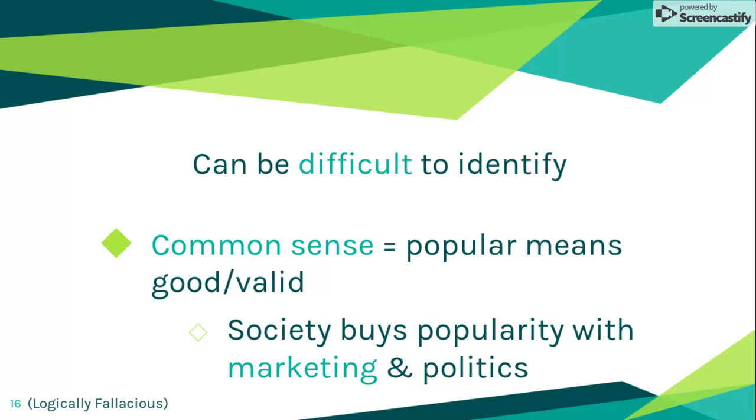The textbook did have a lot of information about this fallacy, but I did find some good information on another website called Logically Fallacious. You can Google it. It has a big long list of different ideas about this fallacy. What they were reiterating is that this fallacy can be difficult to identify, and the reason for this is that common sense would essentially tell you that popular means it is good or valid, which you can find some truth in.